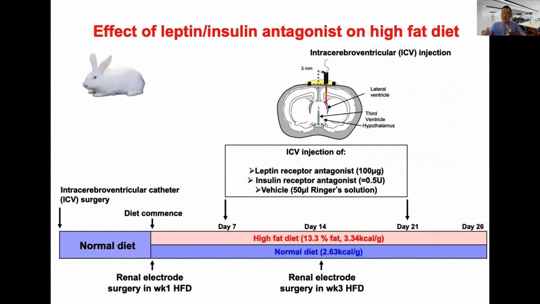So, to test the role of leptin and insulin in the brain of obese animals, we used the rabbit model, and we blocked the receptor using the leptin and insulin receptor antagonists. And these were directly injected into the lateral ventricle using intraventricular injection, or ICV injection. And we looked at the changes in the blood pressure and the sympathetic nerve activity.